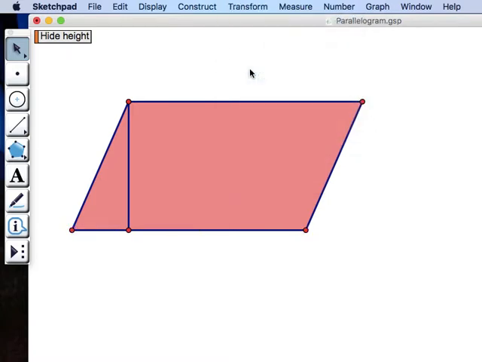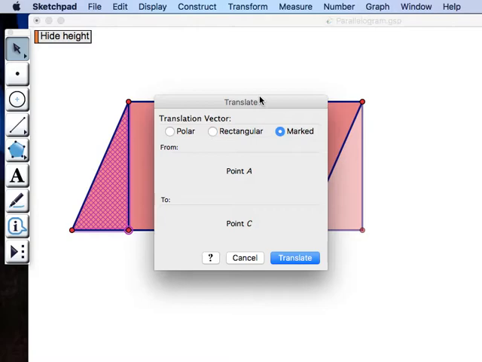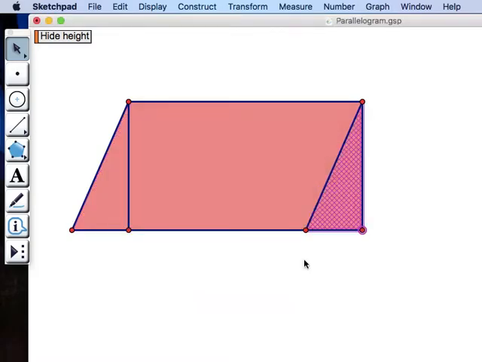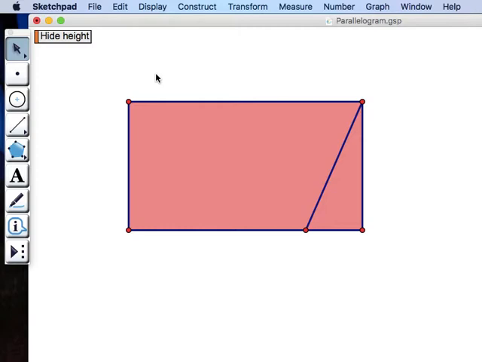Okay. So I'm going to take this little triangle over on the side. What can you tell me about that triangle, by the way? It's the right triangle, good. And I'm going to take this little right triangle here, and move it over there. Okay. Then take this stuff and hide it. And so we end up with that. Now, what can you tell me about that shape?